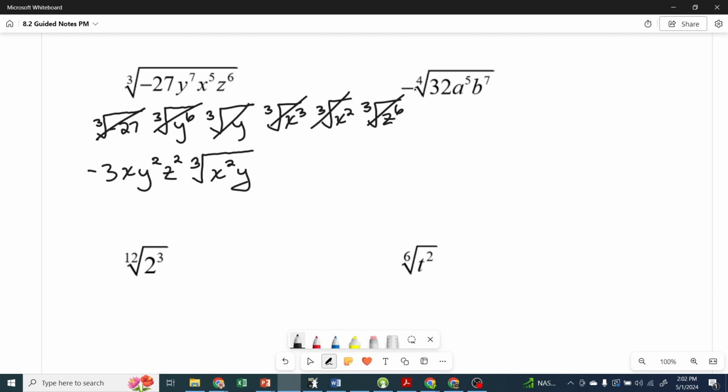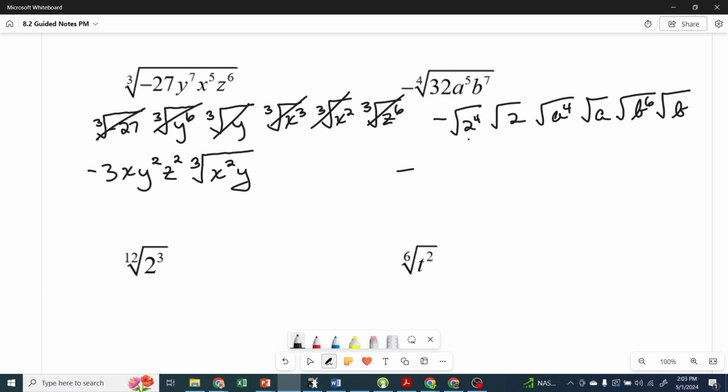Alright, so negative fourth root, right? So 32 is 2 to the fifth. So we'd want 2 to the fourth, and then another square root of 2. A to the fourth can come out, because that's a to the fourth times a. And then we would have b to the sixth times b to get b to the seventh.